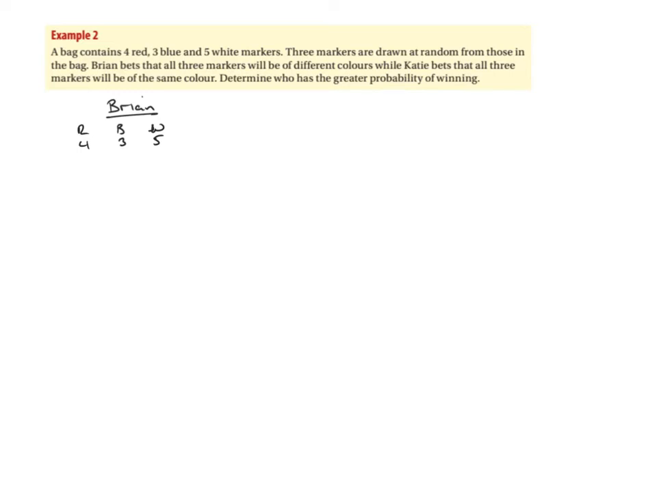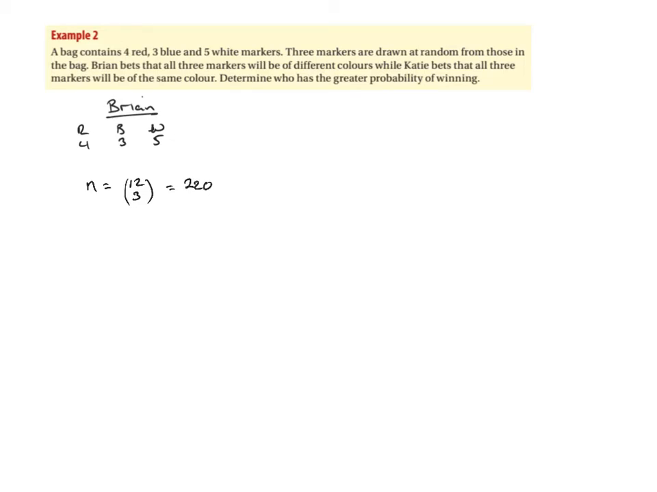So let's add up the red, the blue and the white. And if we add them up, you can see we've got 4 plus 5, which is 9, plus 3, which is 12. And we want to choose 3. So our n here is equal to 12 choose 3. And if you put that into your calculator, guys, what you'll end up with is 220.